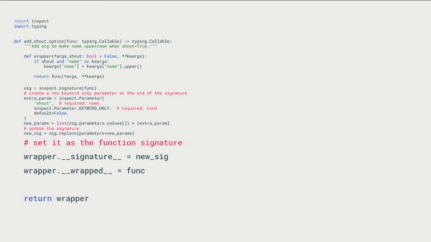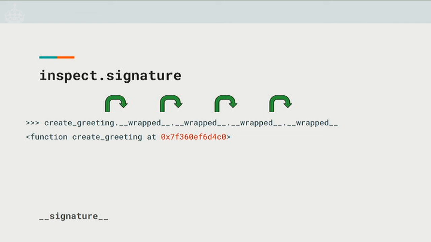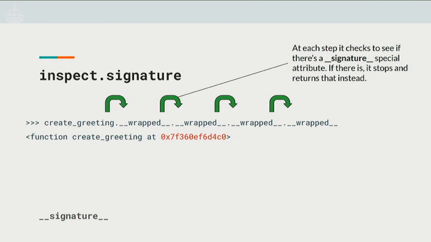Now, just like that wrapped attribute that I mentioned before, Python also has this signature attribute. The great thing about this inspect.signature method is that, like inspect.unwrap, it'll go through every single wrapped attribute to find the original function. But if any of those functions in the middle have a signature object, then it stops there and says, oh, this is what the signature is to all of the higher up decorators. And so that's how you get this particular signature.